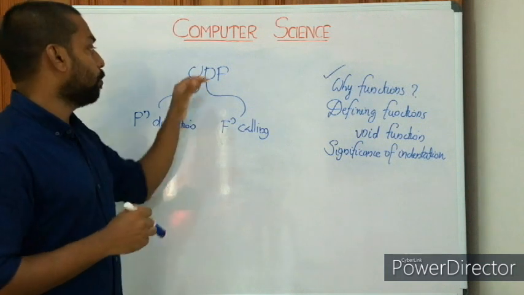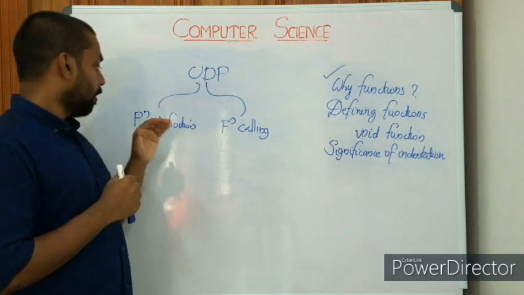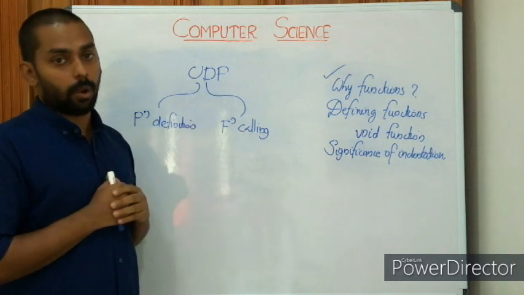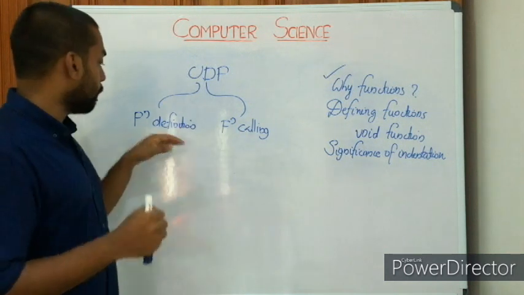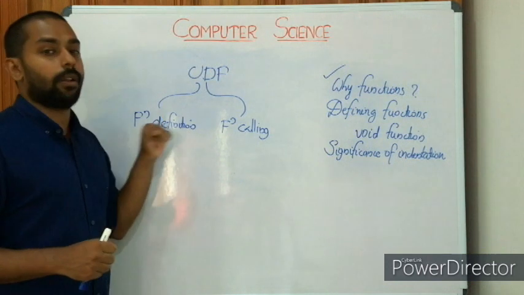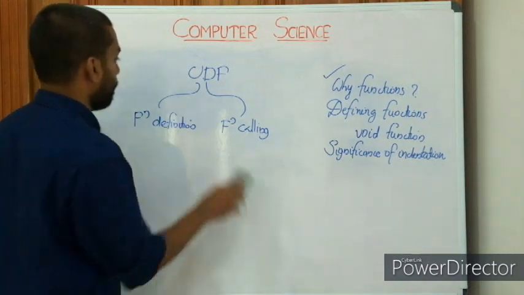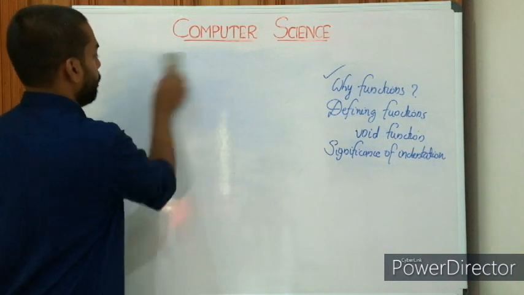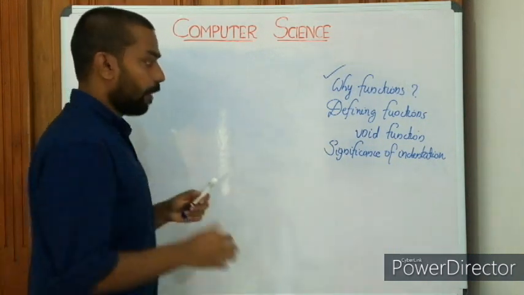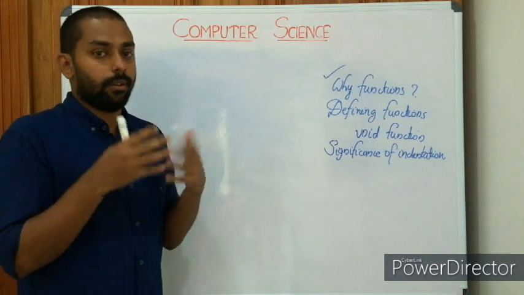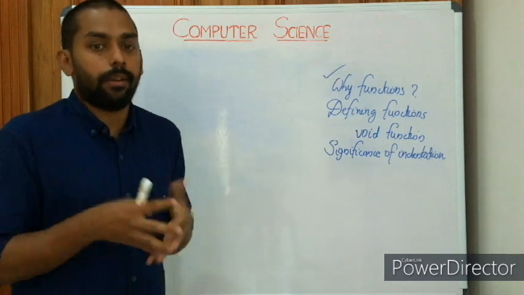There are two components for a user defined function. The first component is function definition. The second component is function calling. We can discuss function definition first. Function definition is the most important component because we have to define it.